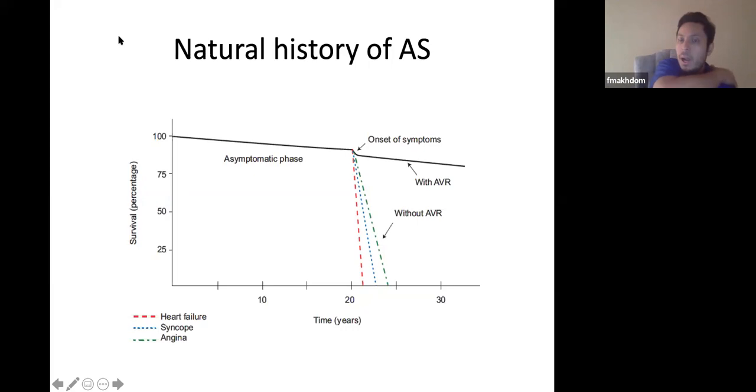When you explain it to patients, you should always refer to this graph.